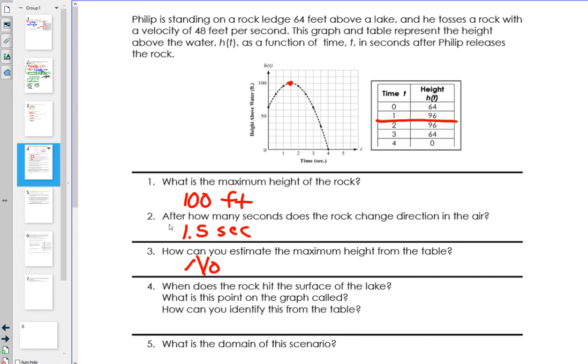In order to find the equation of a line, how many points do you need? 2. For the equation of a line, 2 points. Find the slope, find the y-intercept. To find the equation of a parabola, you only need 3. Do they give us 3 points? Yeah, sure, we have plenty.